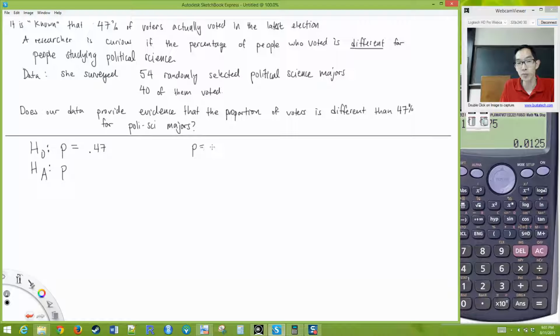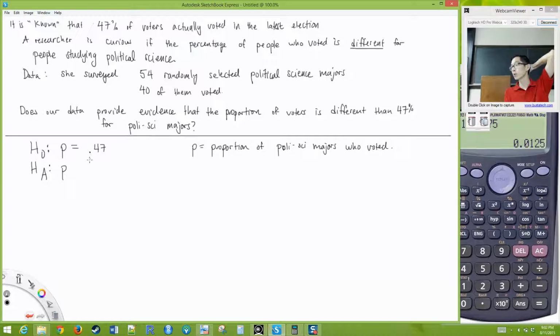And in this case, what is P? P is the proportion of what? Okay, but not just voters, but political science majors who voted, right? Yes, that is correct. So P is the proportion of poli-sci majors who voted. Okay, and we want to know, is that the same as the general population? We know that in the general population, only 47% voted. We want to know, is that proportion the same for poli-sci majors?